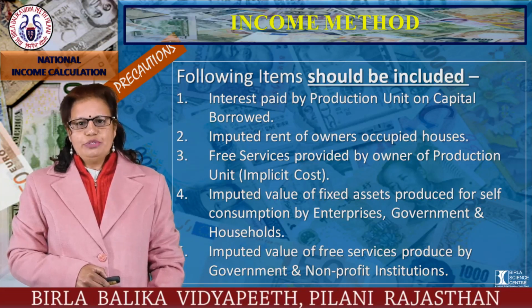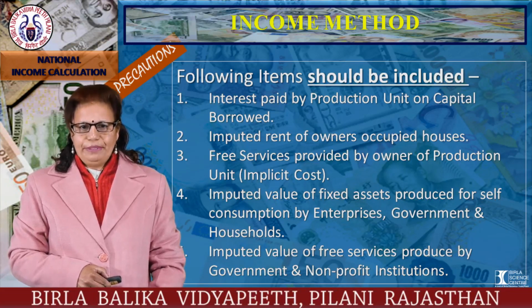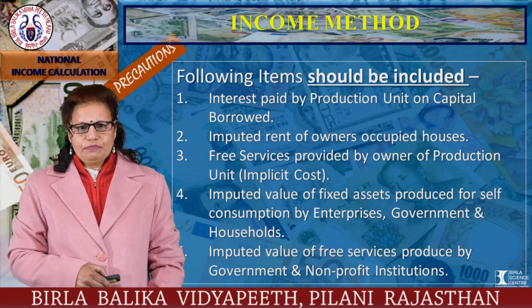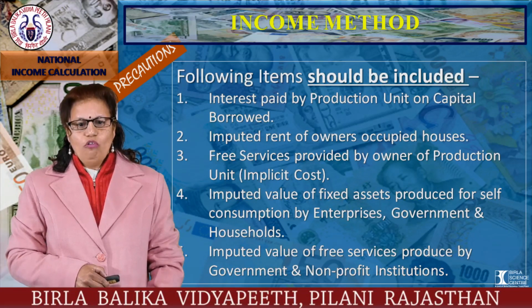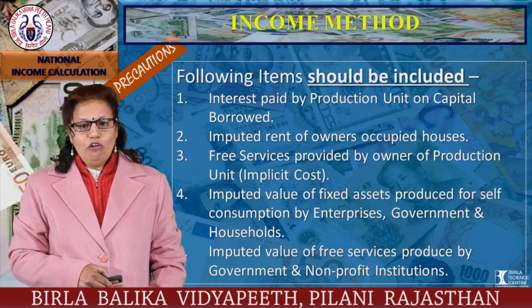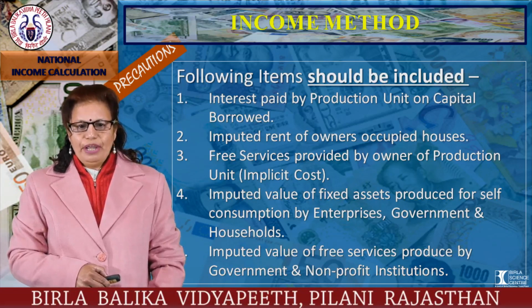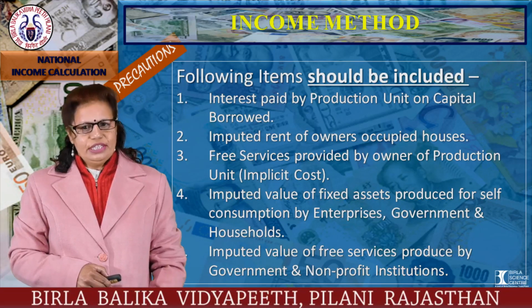Now the following items should be included: interest paid by production unit on capital borrowed, imputed rent of owner-occupied houses, free services provided by owner of production unit, that is implicit cost, imputed value of the fixed assets produced for self-consumption by enterprises, government and households, imputed value of free services produced by government and non-profit institutions.